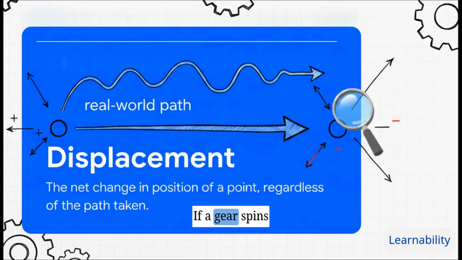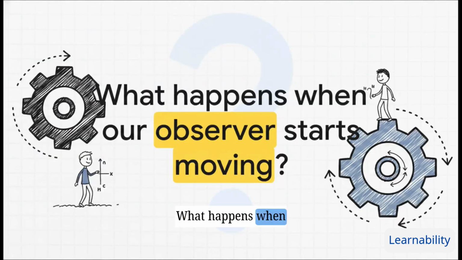Think about it. If a gear spins exactly 1 full rotation, its total distance traveled is the circumference, right? But its displacement, exactly 0. But wait, what happens when our observer stops standing still on the ground and actually starts moving with the machine? This question forces us to think about relativity in engineering.